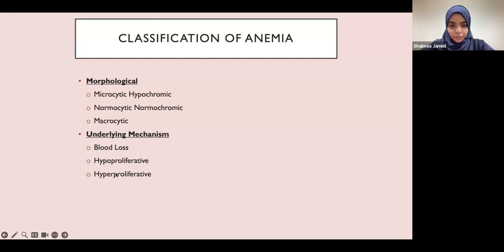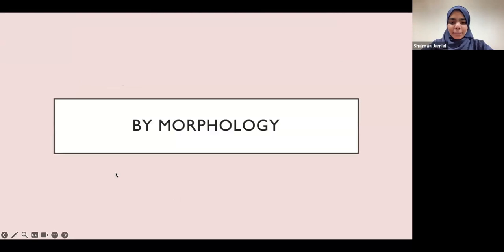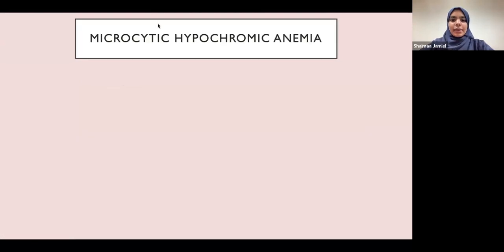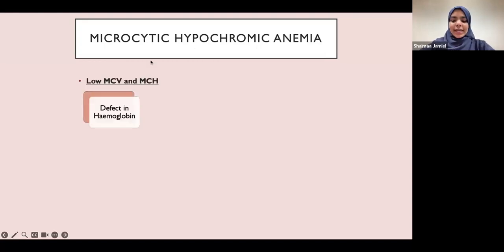And we're going to go over each one of them. So first thing, by morphology. Starting with microcytic hypochromic anemia. So this means that the MCV and MCH are high or low? Low. Yes, okay? So there's low MCV and MCH.